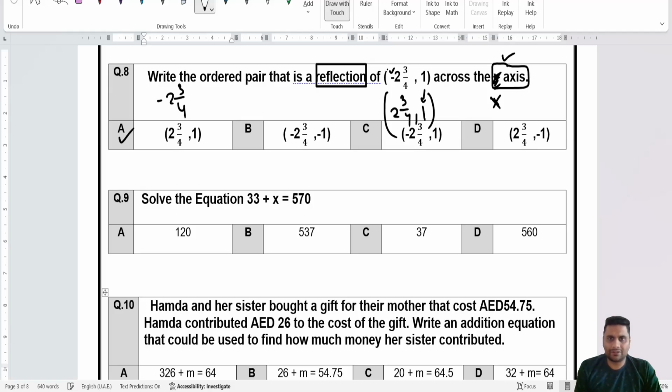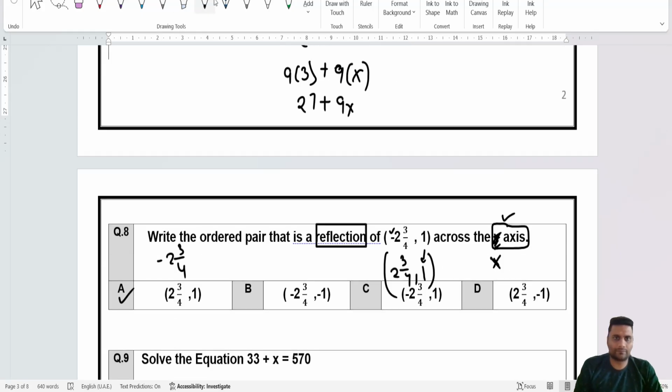Let me write it here. If he says x-axis, then the x will remain same. That will be minus 2 is to 3 over 4, and only the y will change. It will become minus 1.